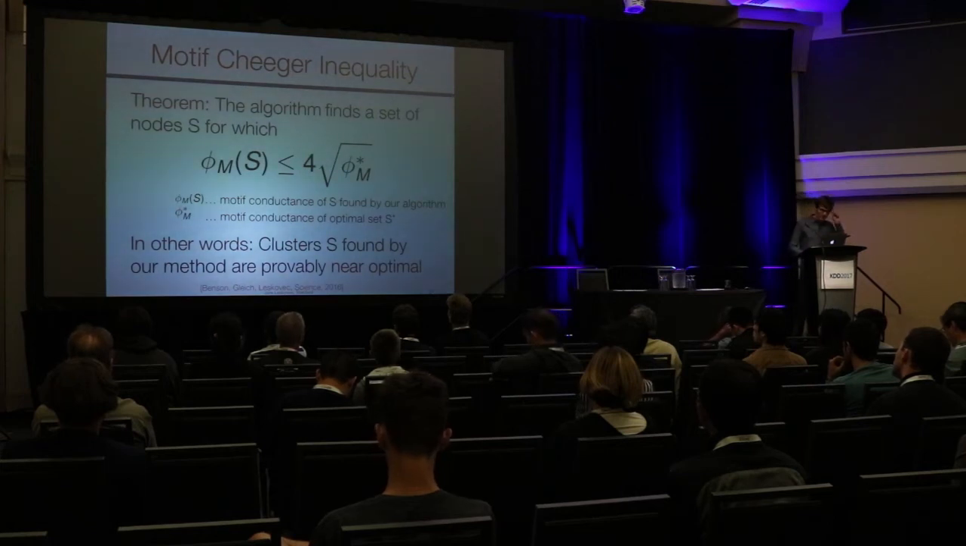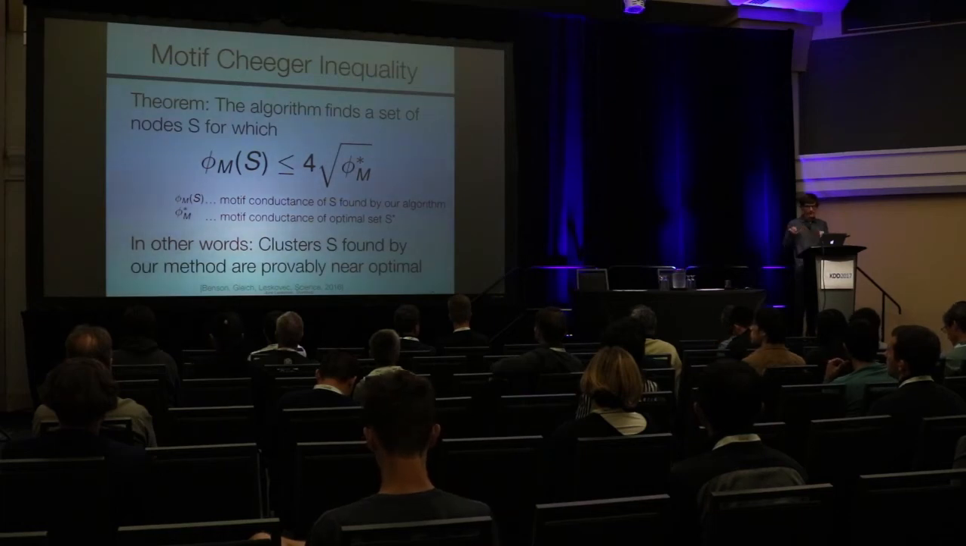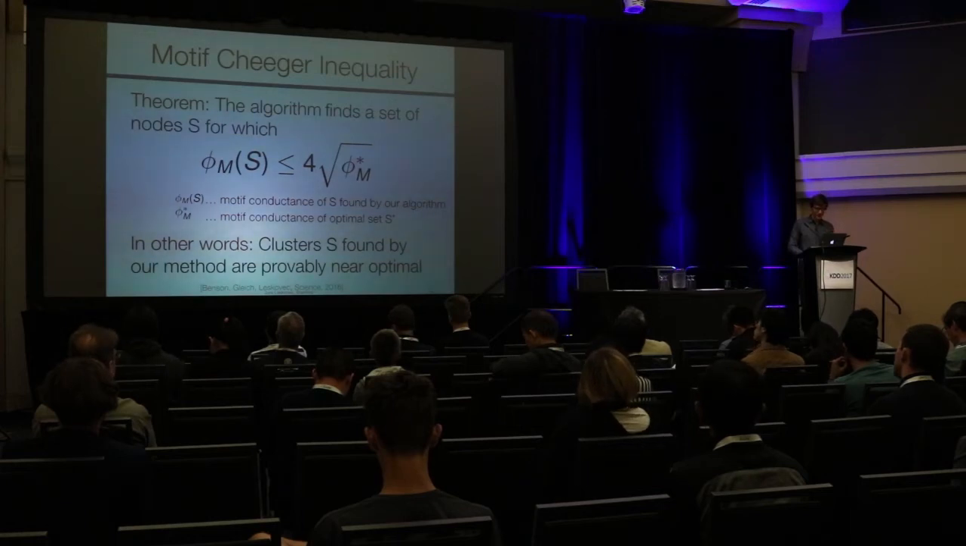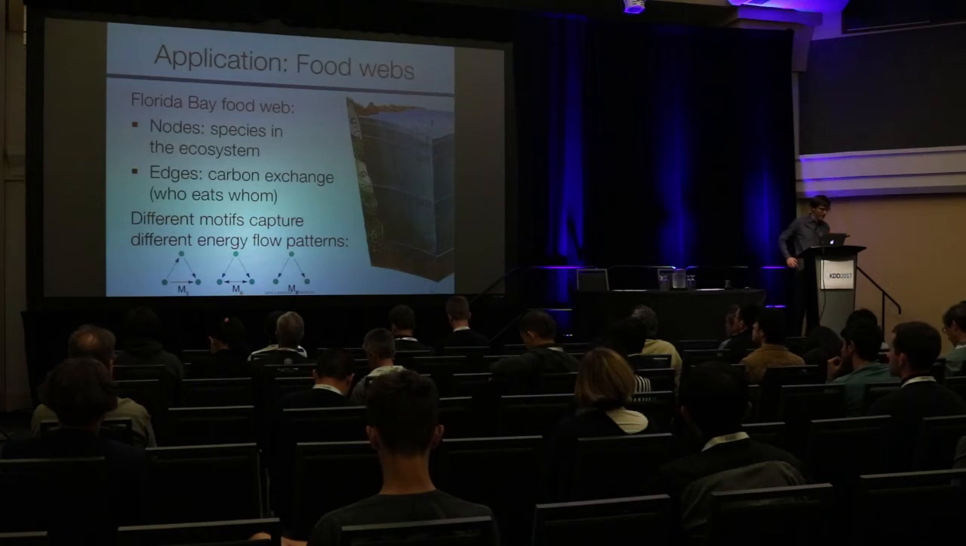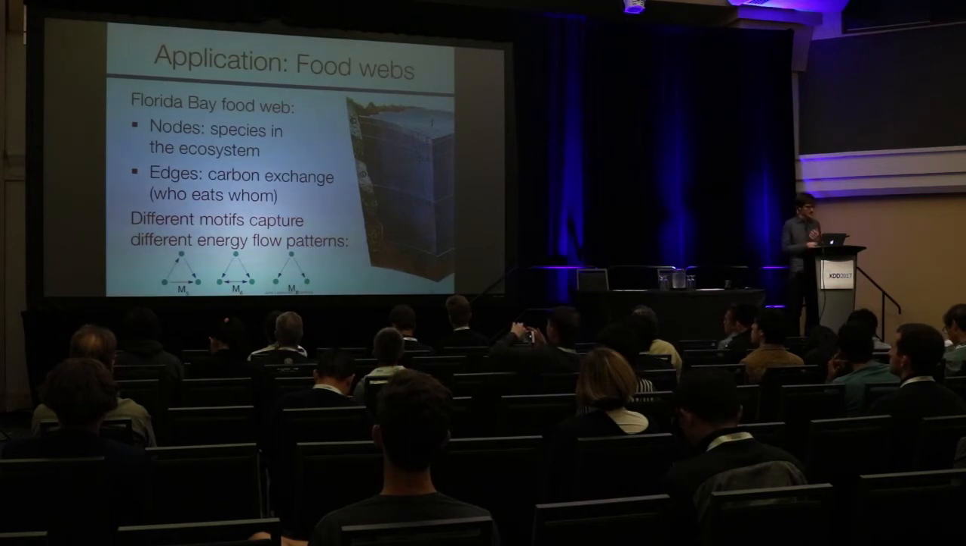So what did we do is 2 things. First, we now have a generalization of clustering, of graph partitioning, to higher order structures, to network motifs, and we have a scalable algorithm that gives us an approximation guarantee on the quality of the clusters we obtain. And I want to give you one example of how this works. What's the application of this? So the application here is food webs, okay?